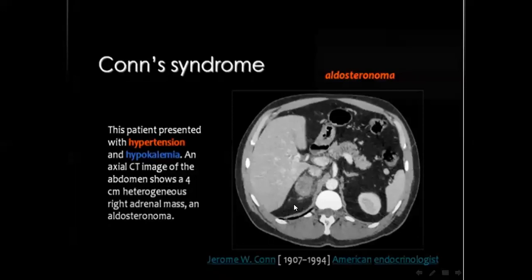This patient presented with hypertension and hypokalemia. An axial CT image of the abdomen shows a 4 centimeter heterogeneous right adrenal mass, which is an aldosteronoma.